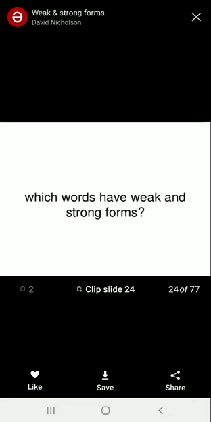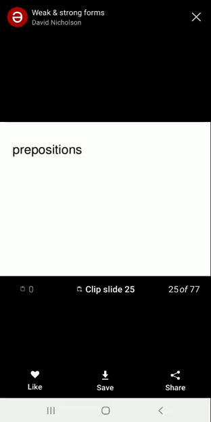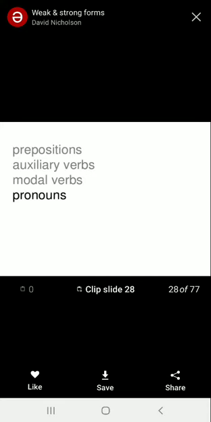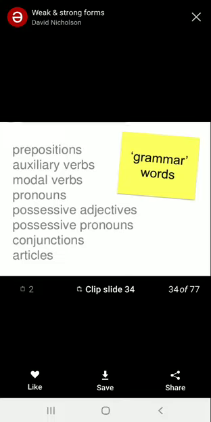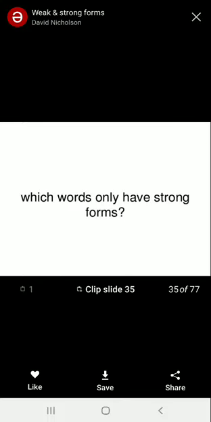Which words have weak and strong forms? Prepositions, auxiliary verbs, modal verbs, pronouns, possessive adjectives and possessive pronouns, and conjunctions. These are the words that have both weak and strong forms.